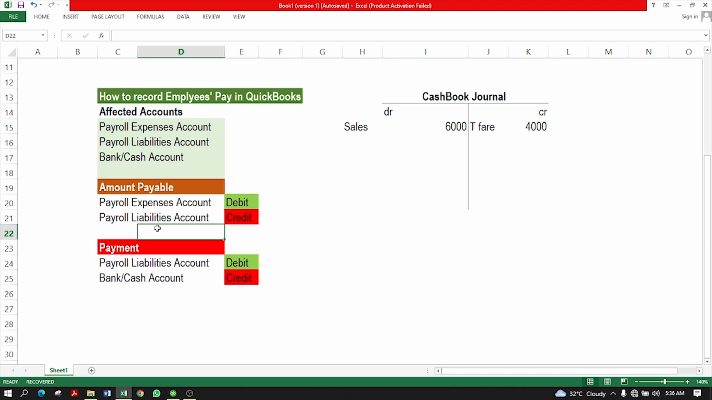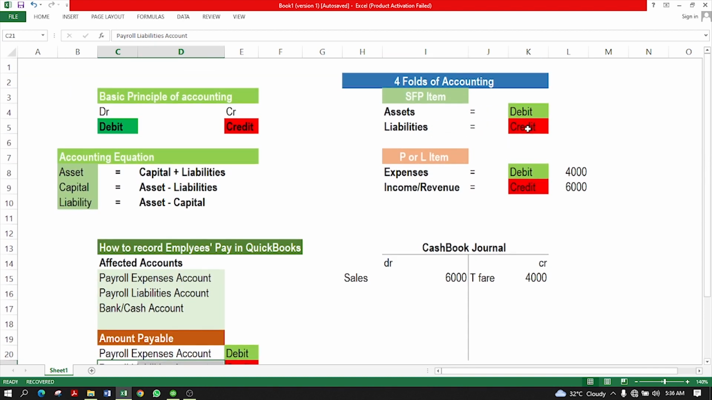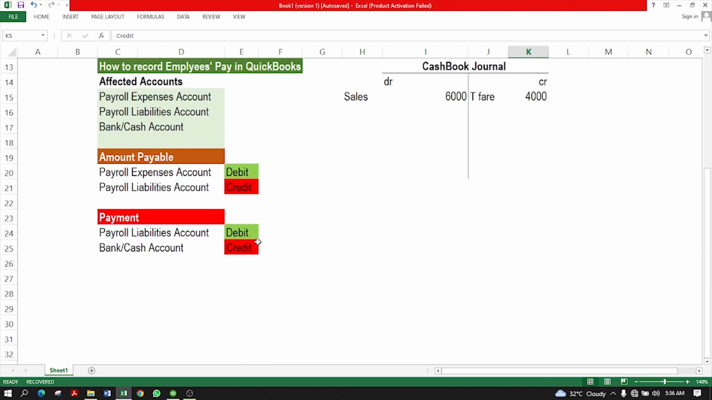Now, when we are ready to make the payment, we debit the payroll liability account, because we have already established how much we are going to pay our employees, and it's a credit transaction, which is a liability. Remember, it's a liability, which is a credit transaction here. Because we want to make payment, we want to reduce the liability, so we debit it with the amount we are paying.